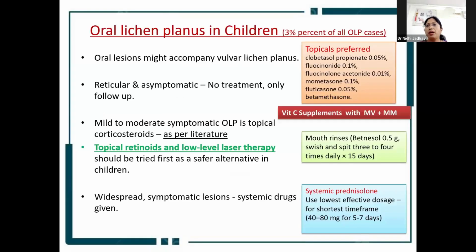Last but very important part, oral lichen planus in children. This is also very much possible, as oral lichen planus in children accounts for almost 3% of the cases. And we have to keep one thing in mind: oral lesions in children might be accompanied by vulvar lichen planus, so we have to check for that. Now, as far as the treatment is concerned, reticular and asymptomatic lichen planus should not be given any pharmacological treatment. Just follow up is enough.